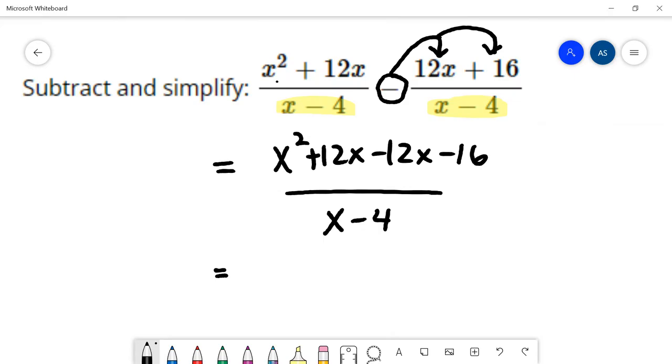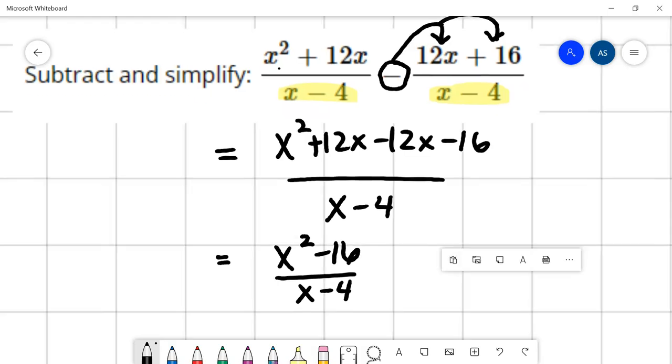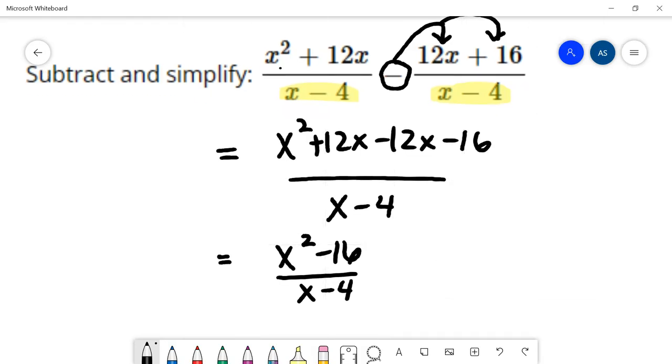And we have some like terms that we can combine. The plus 12x and minus 12x cancel. We have x squared minus 16 over x minus 4. And when we finish our adding or subtracting, we need to make sure that this fraction is in lowest terms or reduced form. So we need to factor.